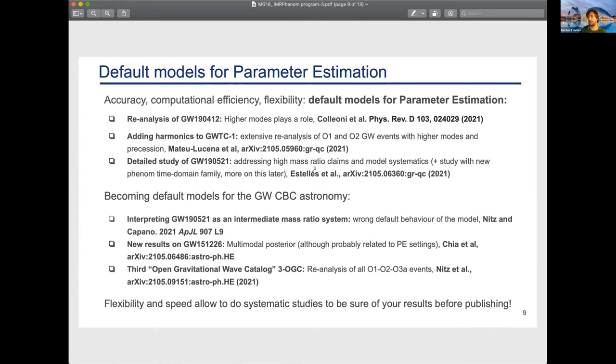And here we re-examine some results that other groups reported on this event employing these models, IMRPhenomXPHM. But we also include in the comparison a new time domain model that we are going to explain next. As a final remark on parameter estimation, the number of works employing this last generation of Phenom models is constantly increasing. Some of the works report unexpected features in all 12 known events, showing that having precessing multimode waveforms that are computationally efficient allows more in-depth studies of previous and current results. And this is becoming the default standard for gravitational wave astronomy.